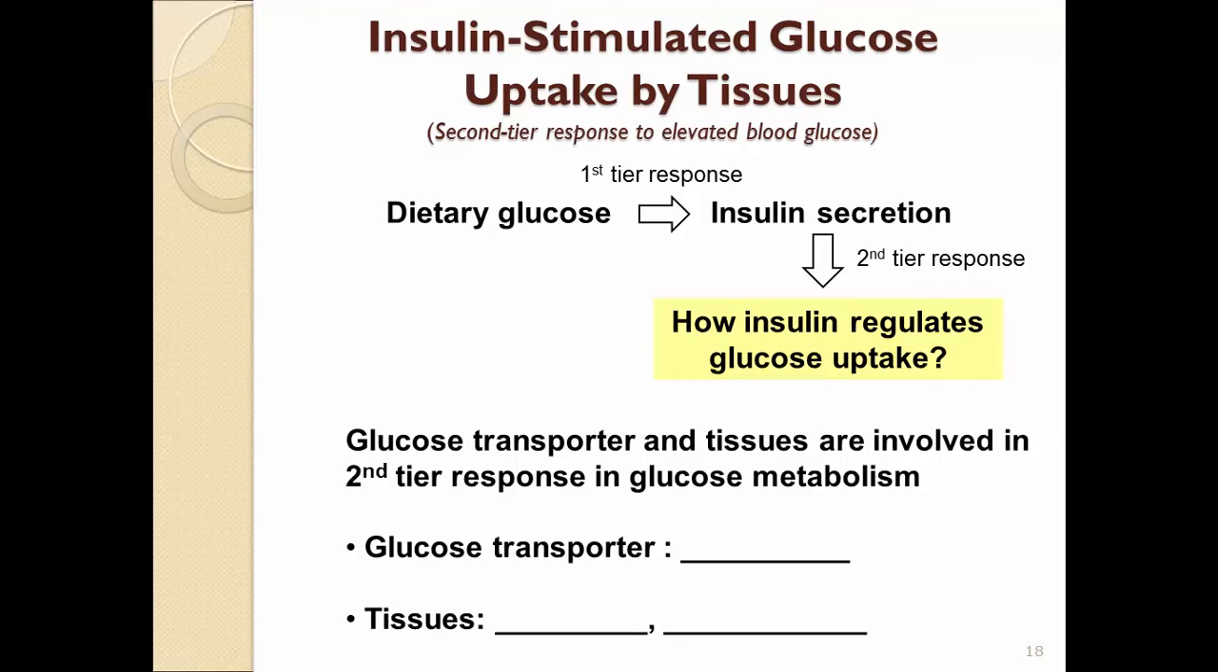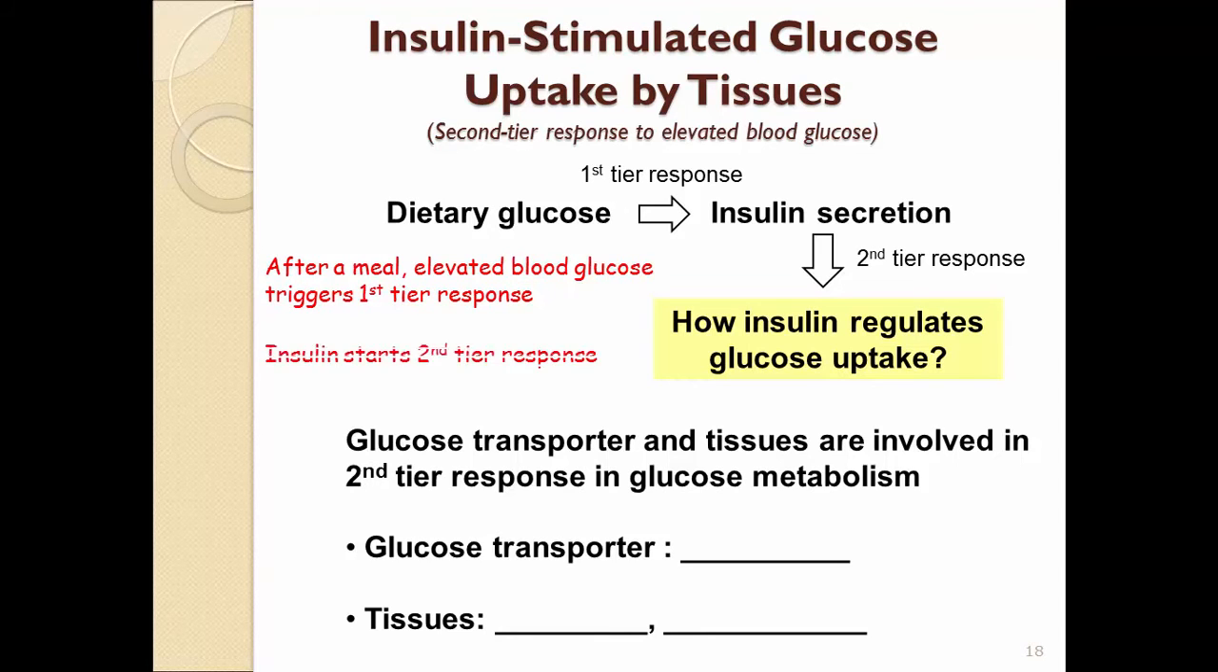So which glucose transporter is involved in the secondary response that is triggered by insulin? GLUT4, yes, thank you, GLUT4. So after a meal, elevated glucose levels trigger the first tier response, which is the insulin release, and then insulin starts the second tier response, right? So GLUT4 is involved in the secondary response. And what tissues? Muscle and adipose tissue, right? They take up glucose by GLUT4.